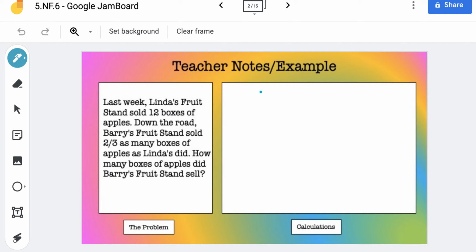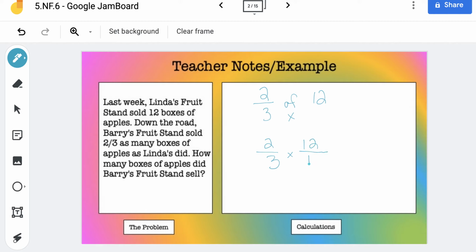So the question is, we want to know what 2/3 of 12 is. That's the question, right? Write that down for me. And the important thing to know is the term of in math really means multiplication. So we need to multiply 2/3 times 12 to get our answer. I'm going to write this as 12 over 1.